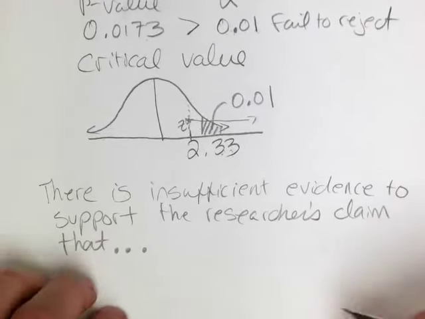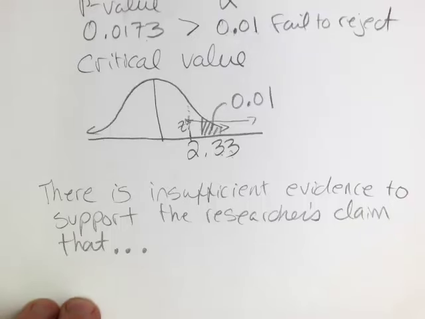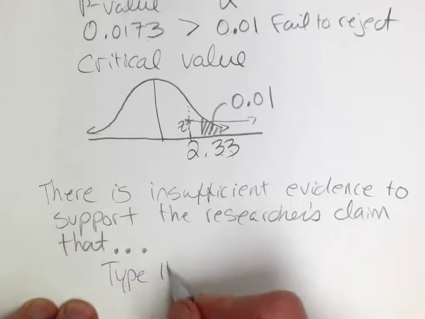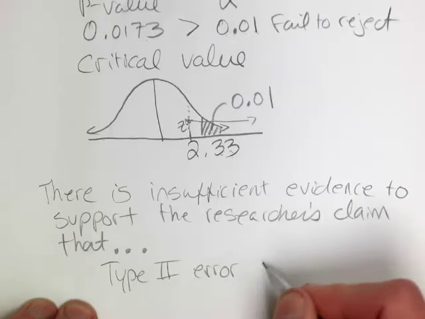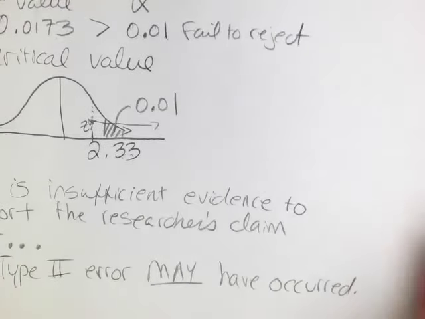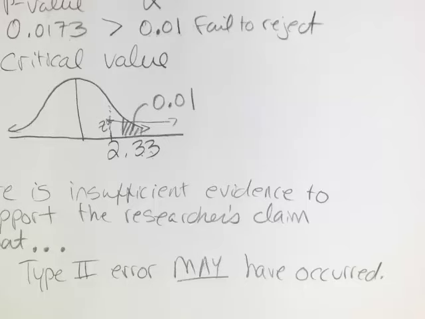And one last thing, because we failed to reject the null hypothesis, it is possible we did that in error. So a type 2 error may have occurred. Okay, now I did go over how to get the corresponding confidence interval in my previous example. You are welcome to go ahead and take a look at that. You would go to the 2 sample z interval in your calculator.